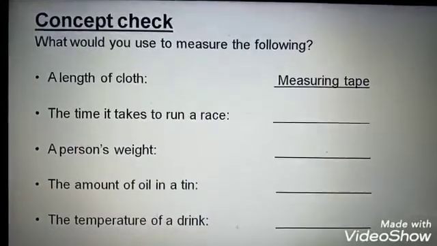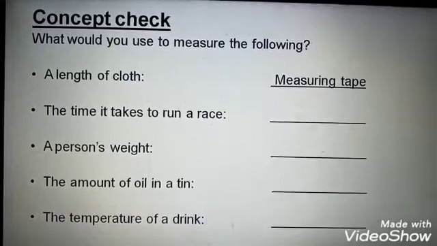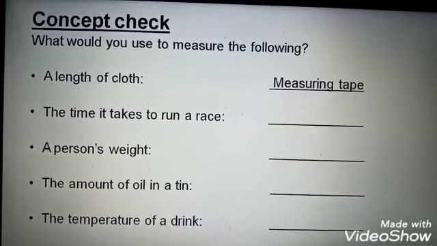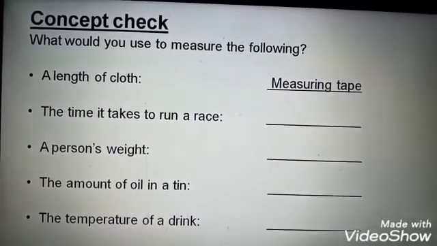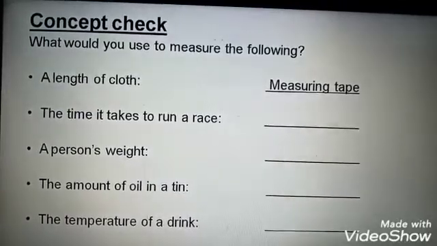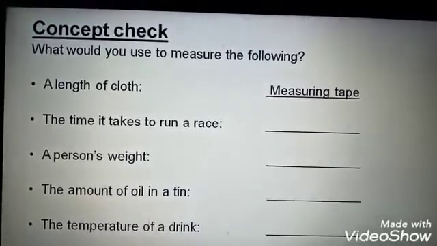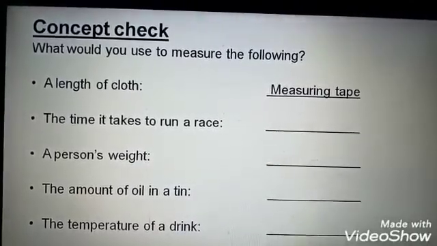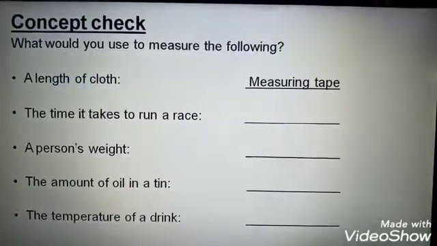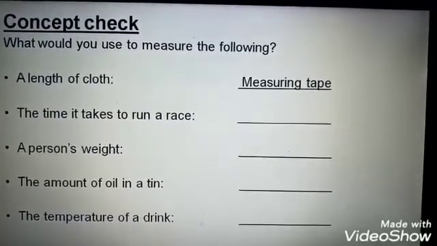Concept check. What would you use to measure the following? A length of cloth. We use a measuring tape. The time it takes to run a race. We use a stopwatch. A person's weight, the amount of oil in a tin, the temperature of a drink. Write the name of the instrument we use to measure these things.